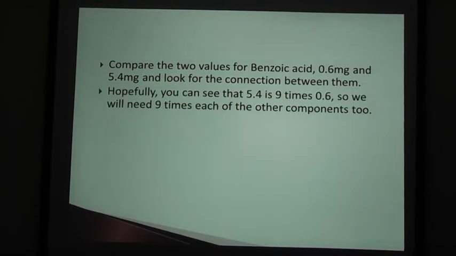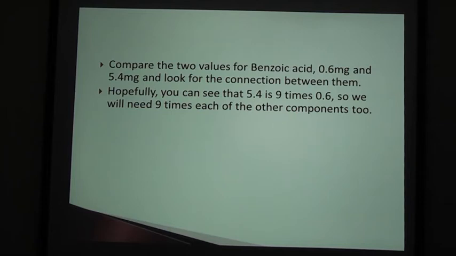I'm hoping the answer to that is yes, in that you can see that 5.4 is 9 times 0.6, because if you know your times tables, you know that 6 9s are 54. The fact that it's got decimals in there just means you need to be careful with your working to make sure that you get 5.4.